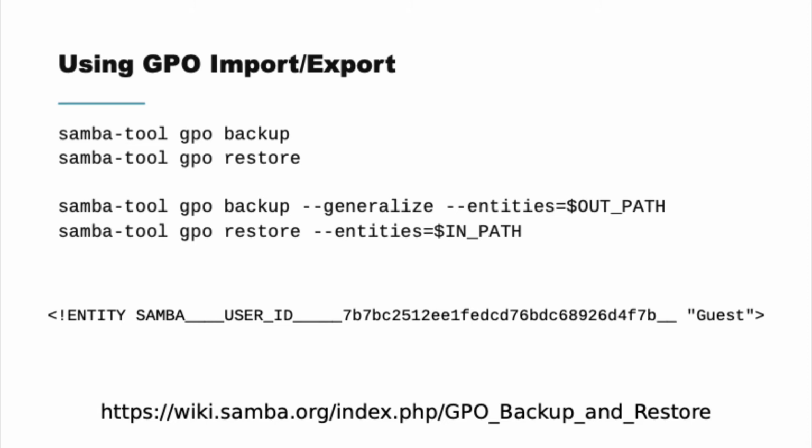But basically, you just back up, restore. You can generalize it. What you get is these XML entities, which are not that helpful, and they seem to have some long hash in them, but it's needed, I swear. And so using these entities, you can just change guest to administrator, so that guest in this domain is administrator in this domain, because you clearly want that. And you can restore the GPOs with all those things mapped.